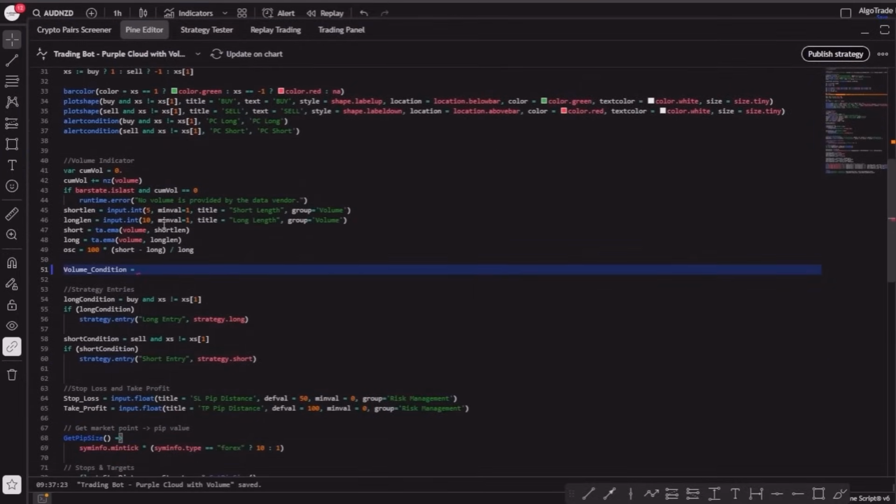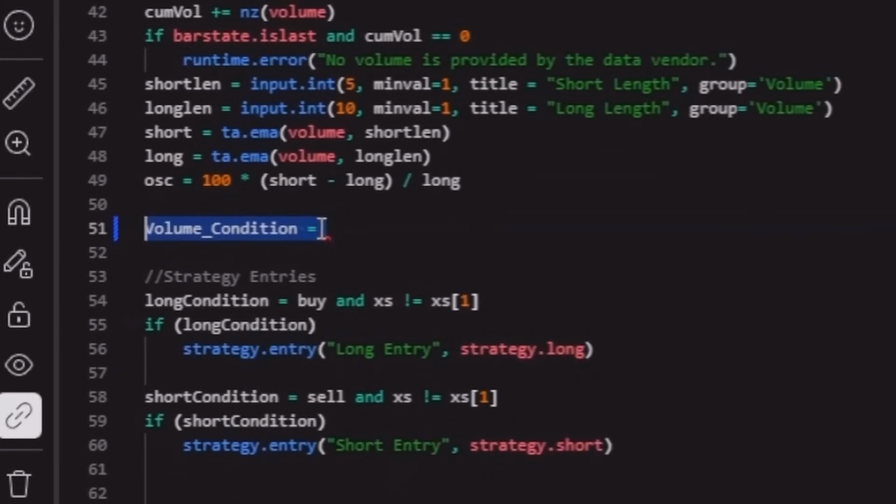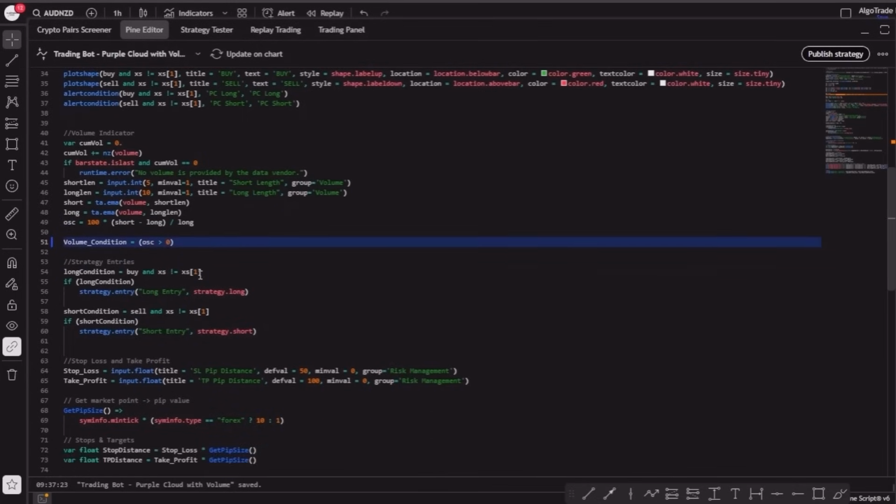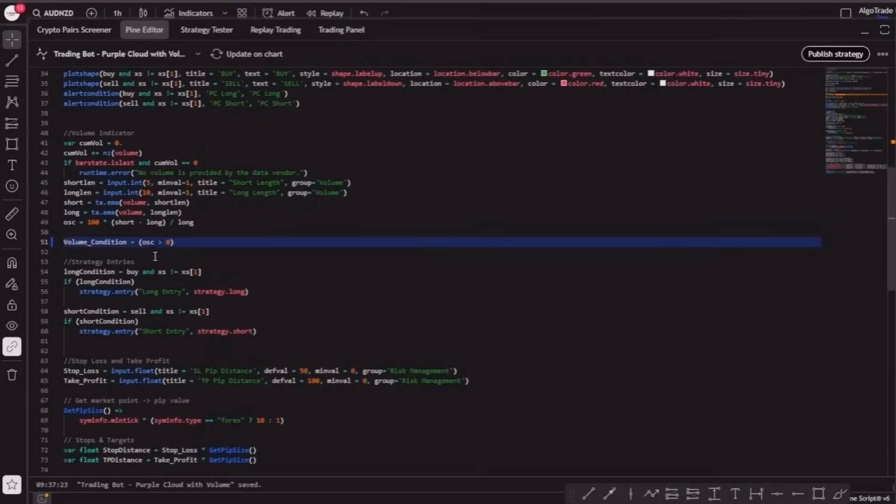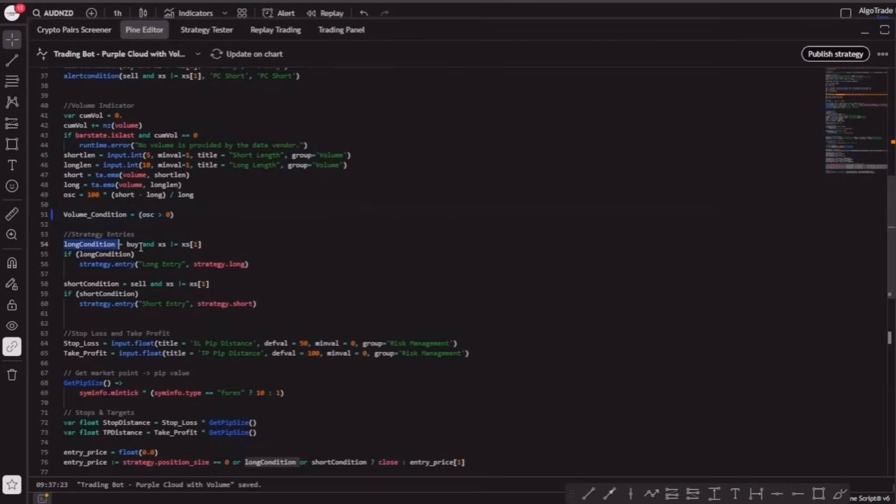So I will create a new condition and name it volume condition, and I will set it to true when the oscillator value is greater than 0. This way we know that the market has enough activity to justify a trade, whether it's long or short. Now let's plug this into our entry logic.